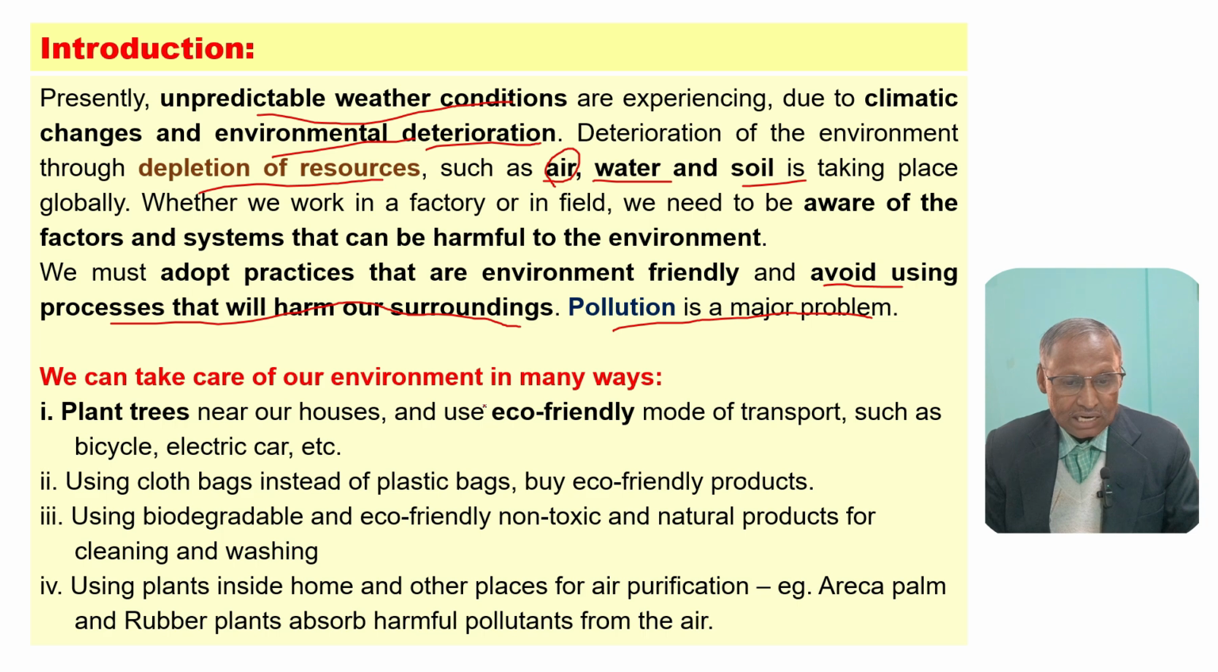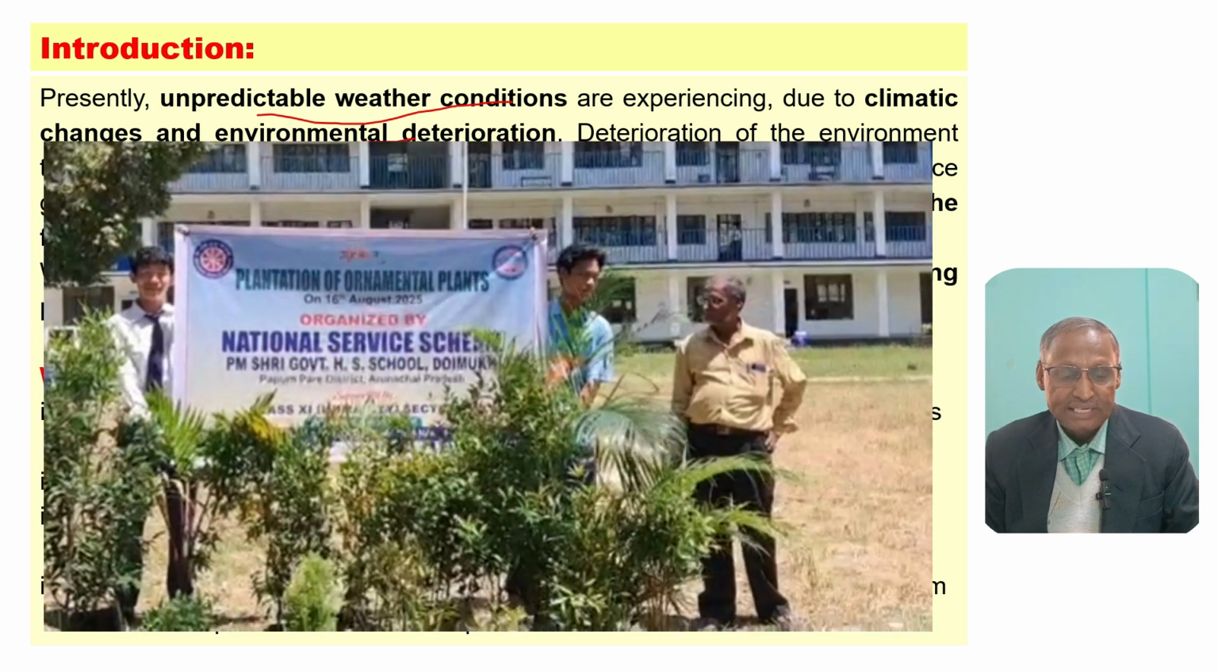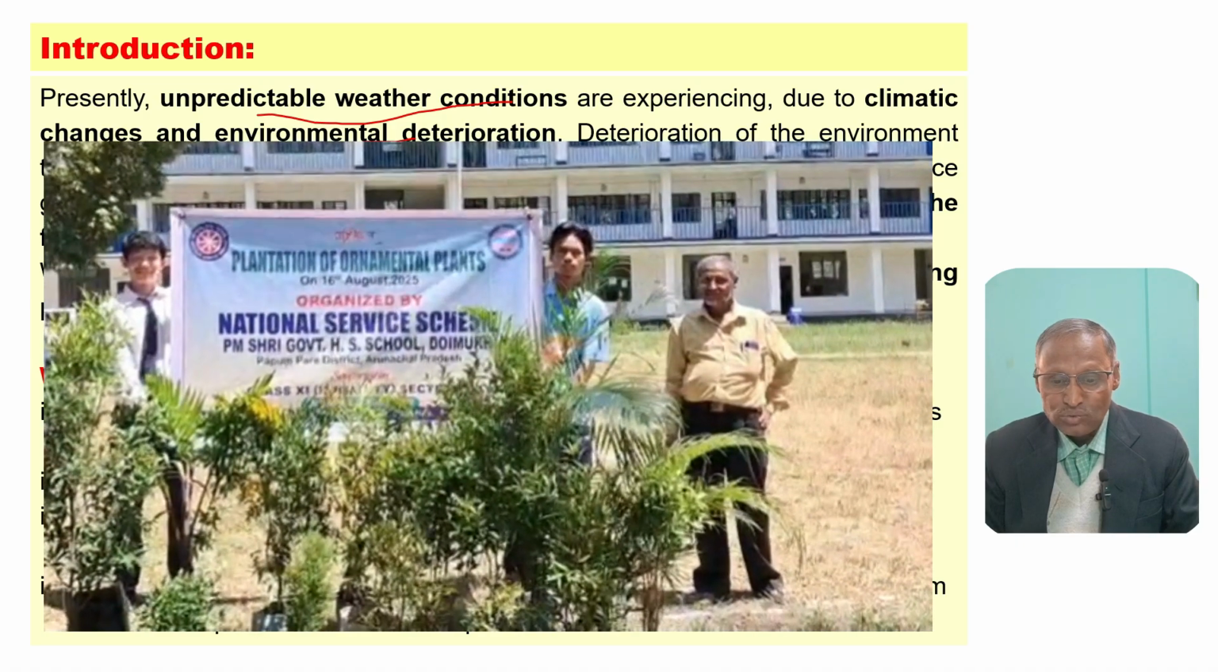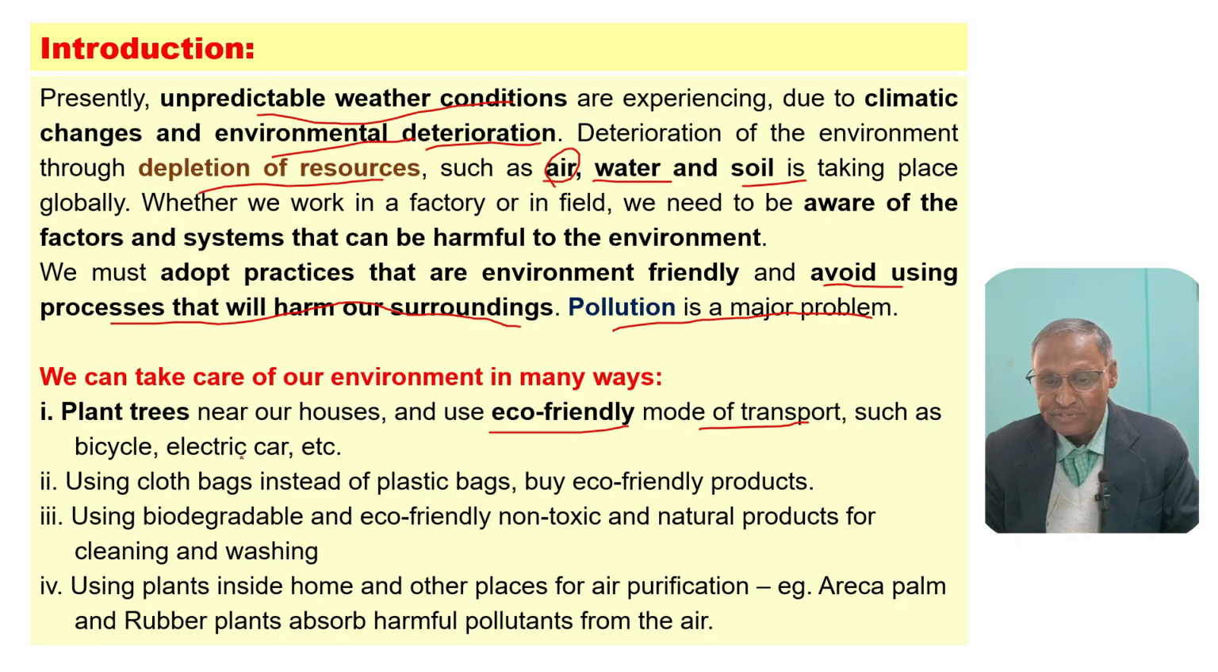We can take care of our environment in many ways, such as we can plant trees near our homes and use eco-friendly modes of transport such as bicycles, electric vehicles, solar vehicles, CNG vehicles, etc. So this will reduce the carbon emission or pollution. Using cloth bags instead of plastic bags. Buy eco-friendly products. So using a cloth bag is biodegradable and plastic bags are non-biodegradable and cause harm to the environment.